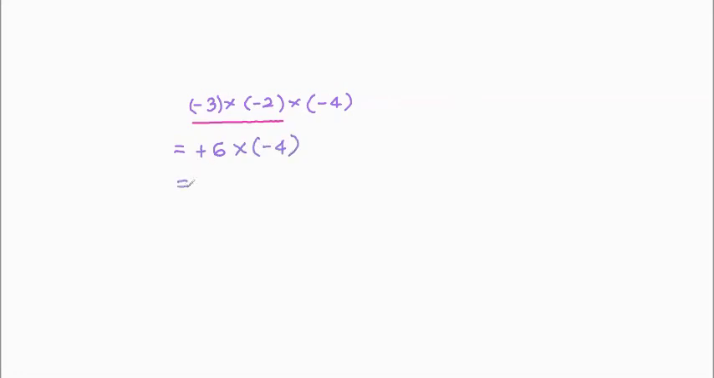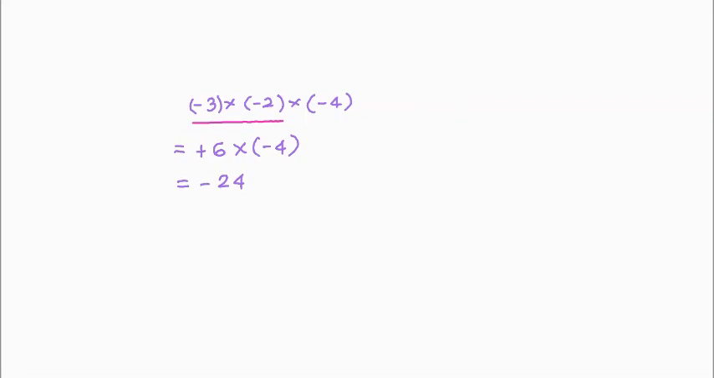Now in this case, again we are going to multiply the weights. So 6 into 4 is 24. Now signs, if you see here is plus and here is minus. So different signs result into negative sign, minus. So the answer of minus 3 into minus 2 into minus 4 is minus 24.